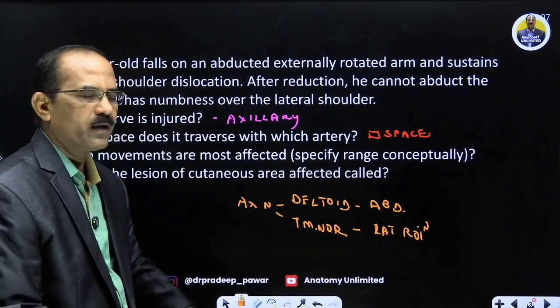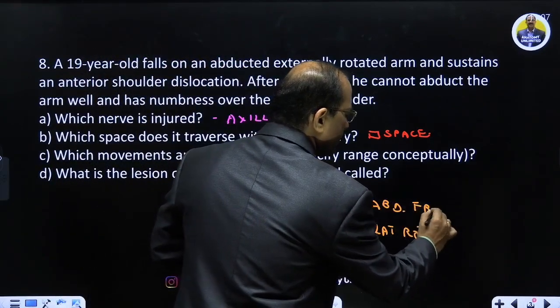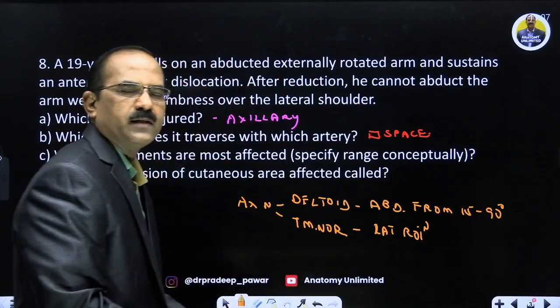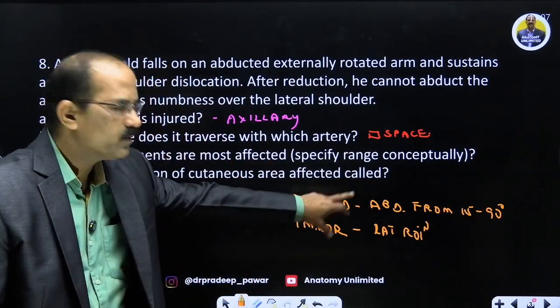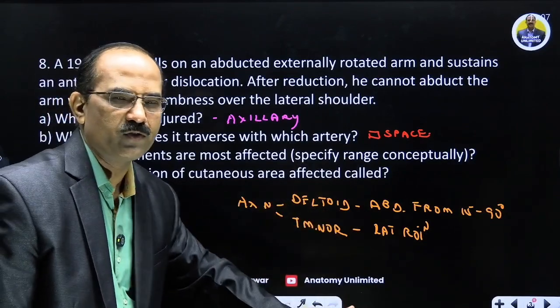Yes, deltoid, and deltoid does abduction. What is the range of abduction? From 15 to 90 degrees, right? So which movements are affected? Abduction from 15 to 90 degrees. Second, teres minor is paralyzed, so lateral rotation is affected.